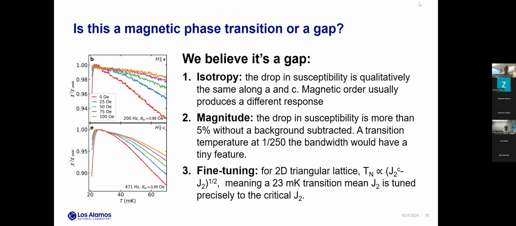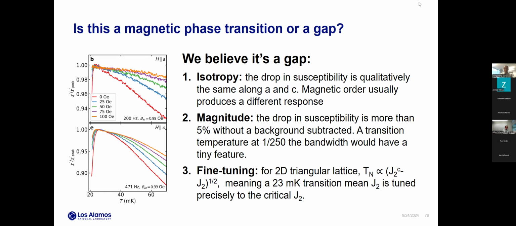And this argument was given to us by Christian Batista. For a two-dimensional triangular lattice, if you look at the scaling exponents that are expected, the Néel temperature should drop off with J2 by a square root, such that when you get close to the transition temperature, the phase boundary line becomes almost vertical with temperature, meaning that a 23 millikelvin transition means that the J2 value has to be really precisely tuned to the critical J2.